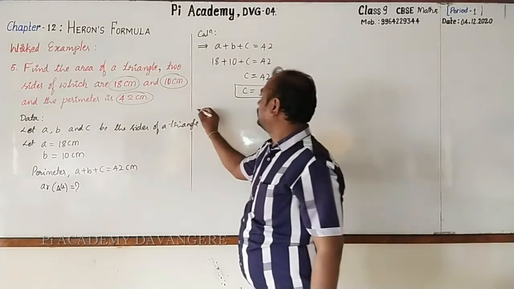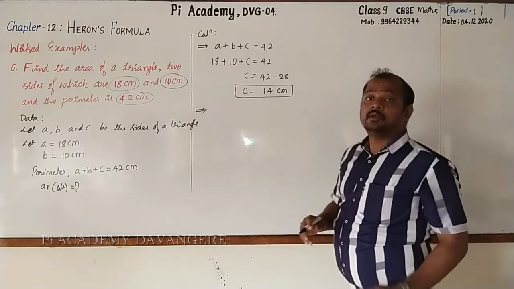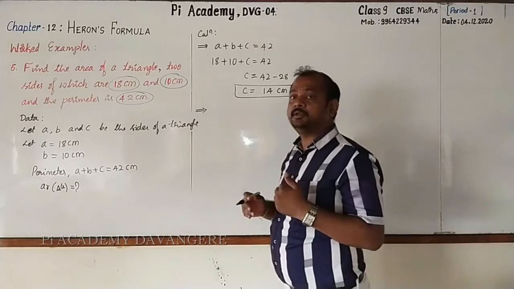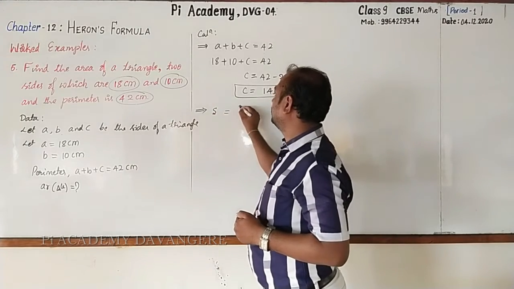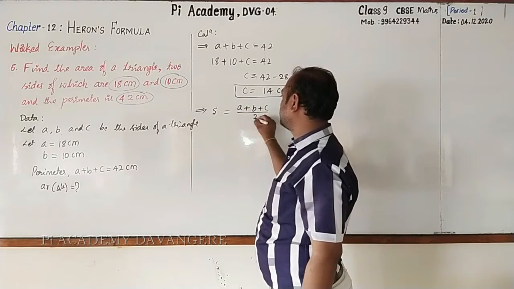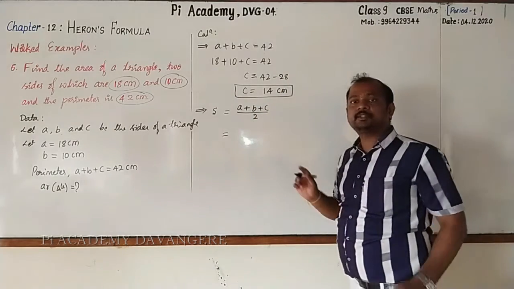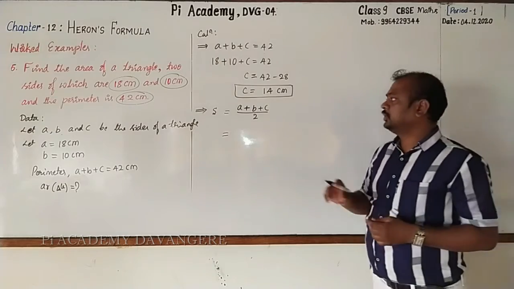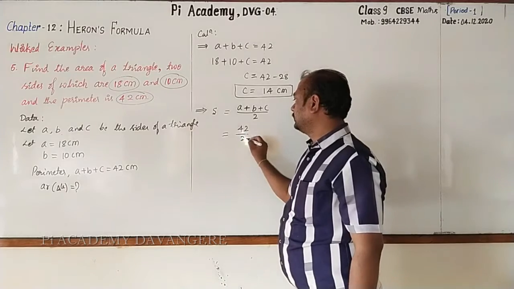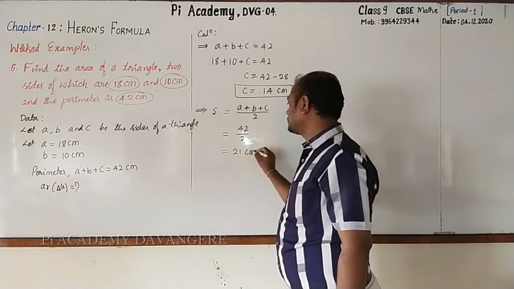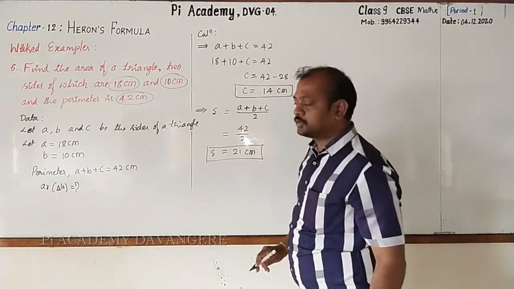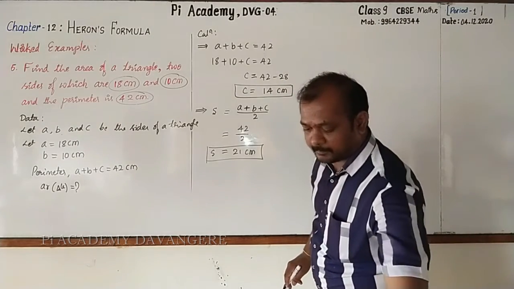Followed? Now, when you know the third side, you should also find out the semi-perimeter. What is semi-perimeter? It is half of the sum of all the three sides of the triangle. That is A plus B plus C whole divided by 2. Sum is known. It is 42. By 2, this will be 21 centimeter. Next, we should find out the area.